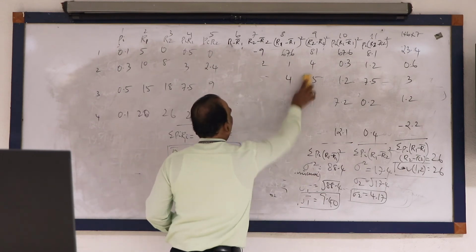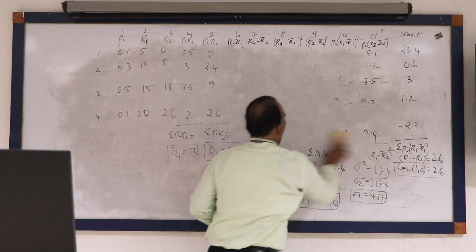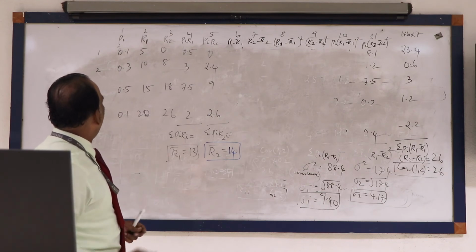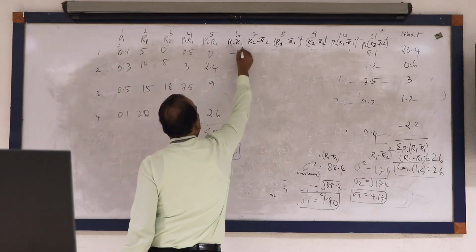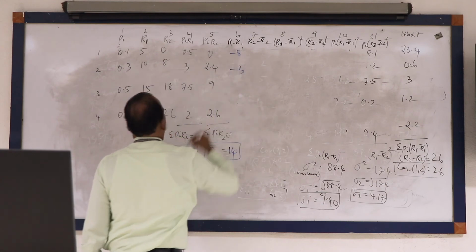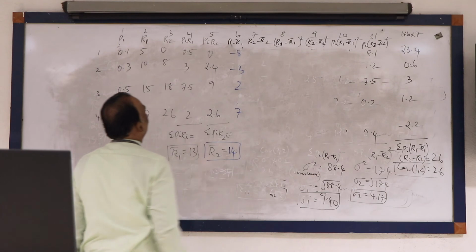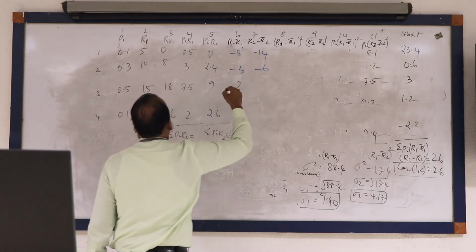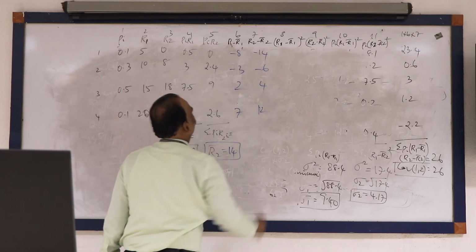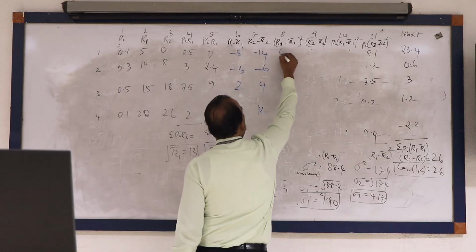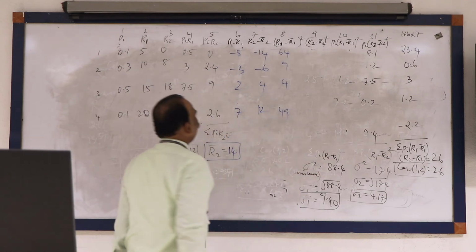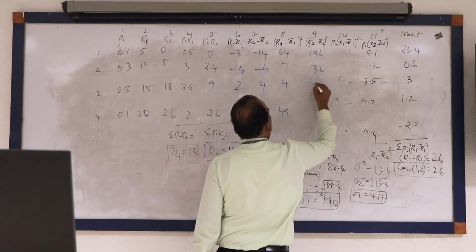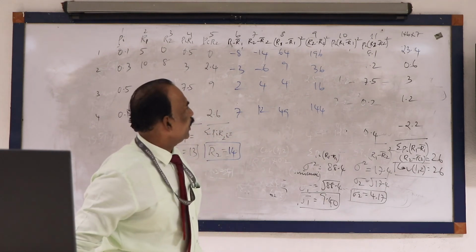Now R1 minus R bar 1, and R2 minus R bar 2. R1 minus R bar 1: 5 minus 13 is minus 8, 10 minus 13 is minus 3, 15 minus 13 is 2, 20 minus 13 is 7. R2 minus R bar 2: 0 minus 14 is minus 14, 8 minus 14 is minus 6, 18 minus 14 is 4, 26 minus 14 is 12. Square it: 64, 9, 4, 49, then 196, 36, 16, 144, correct? Please check.